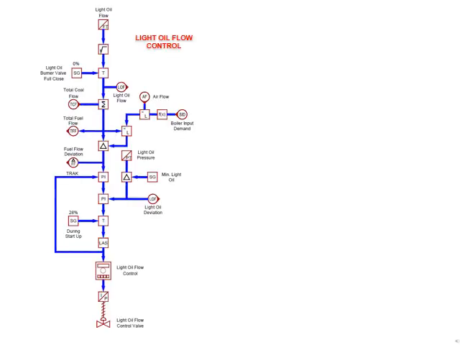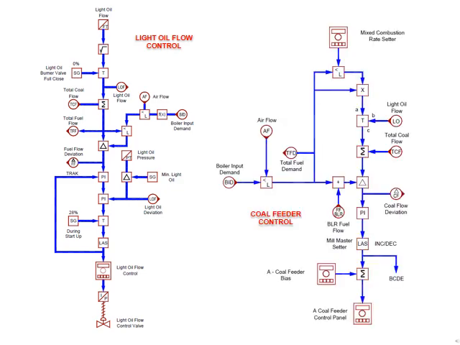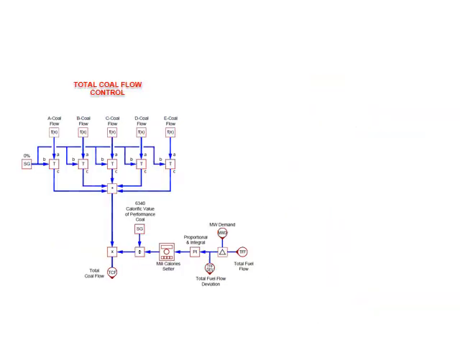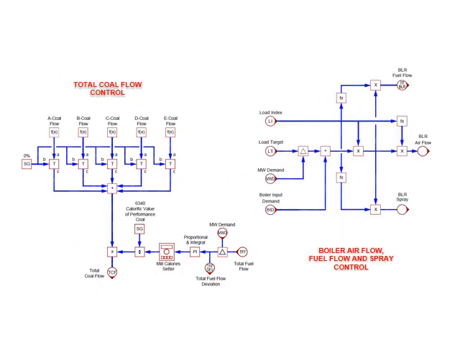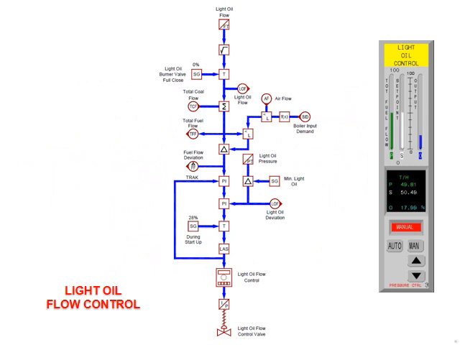Let us divide the fuel flow control into 4 subloops, namely the light oil control, coal feeder control, total coal control, and then the airflow, fuel flow, and spray. The light oil flow control diagram is illustrated in this figure. The fuel flow controls monitor and regulate the flow of light fuel oil and pulverized coal to the boiler. The feed rate of light oil and coal can be adjusted individually or together.